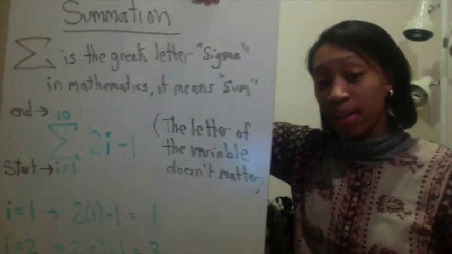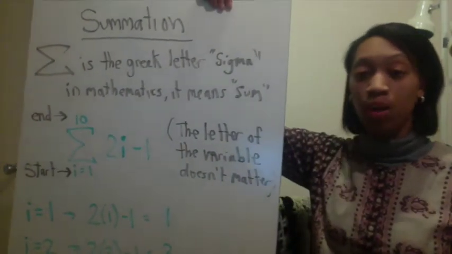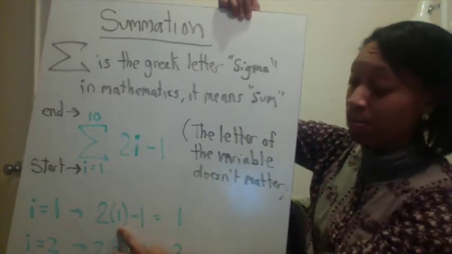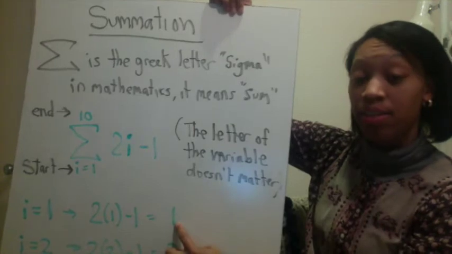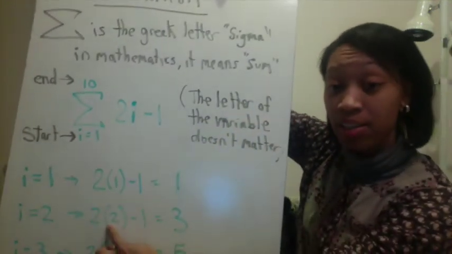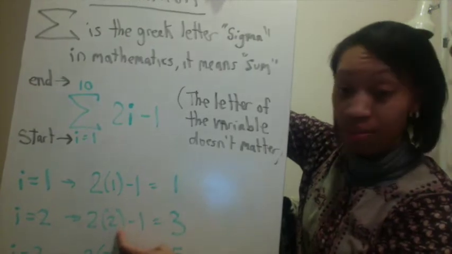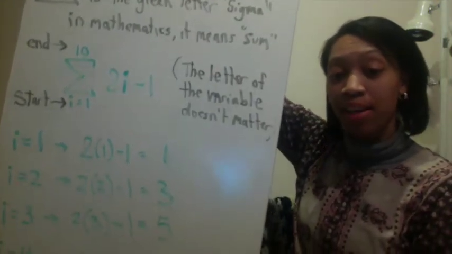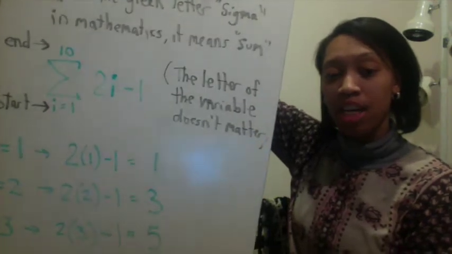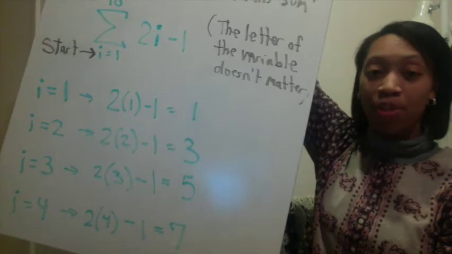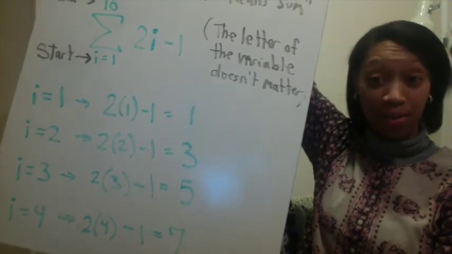So when you plug in i to be 1, we get 2 times 1 minus 1, which gives us 1. We plug in i to be 2, and we have 2 times 2 minus 1, we get 3. You plug in 3 and you get 5, and you plug in 4 and you get 7. So I'm starting to see a bit of a pattern here.